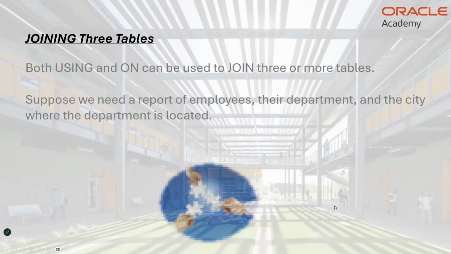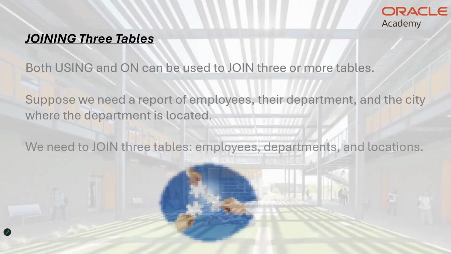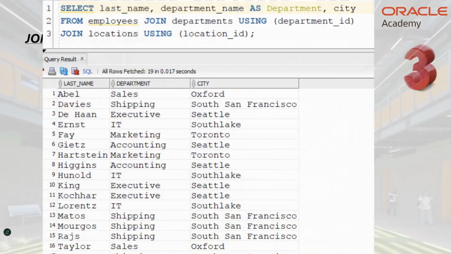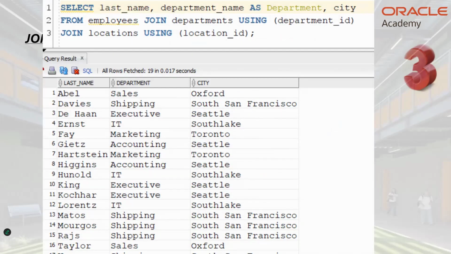So what about this scenario? We want to report the employees, their department, and the city where the department is located. That's three different tables: employees, departments, and locations. And here's our query. I did not structure this in a way that would organize it so you can see the join. So before I explain the query, there's a general rule. If you're going to join 3 tables, then you're going to have 2 join clauses. If you have 4 tables, it's going to be 3 joins. So the number of tables minus 1 will be the number of joins.